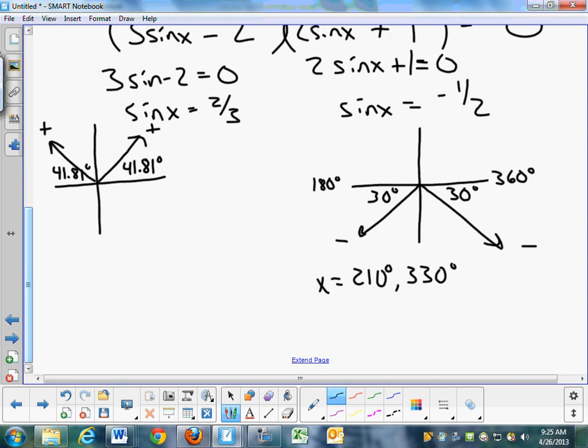Those are two of my solutions. I go back here, and I have x is equal to 41.81 degrees, and then I am 41.81 back, which is 38.19. There I have 4 solutions.